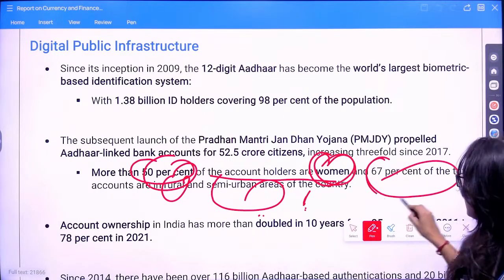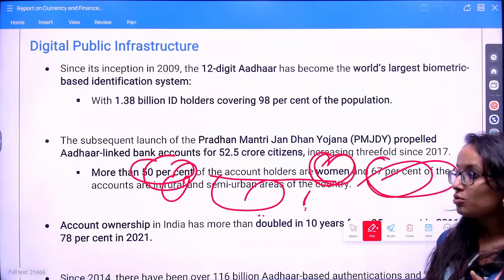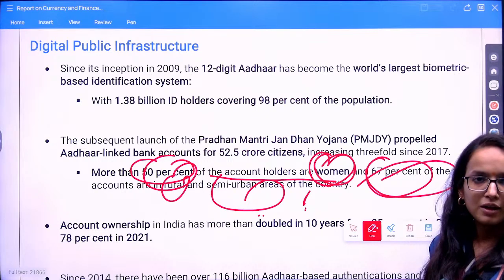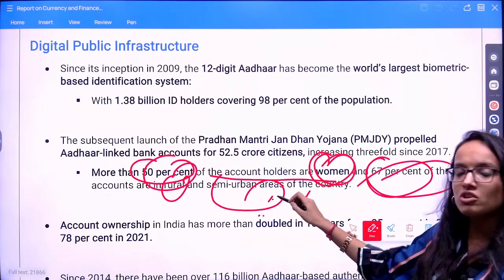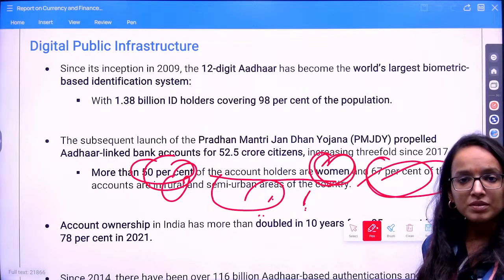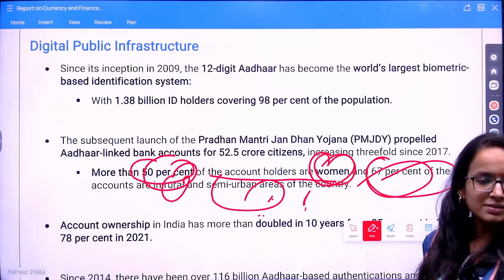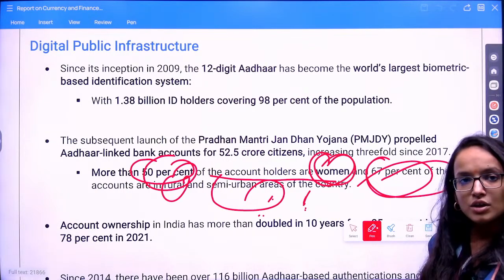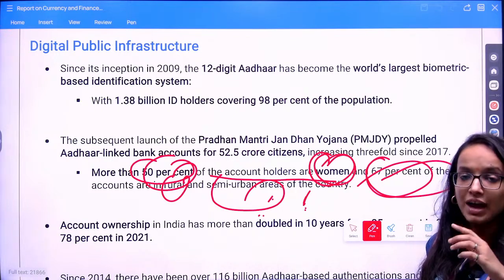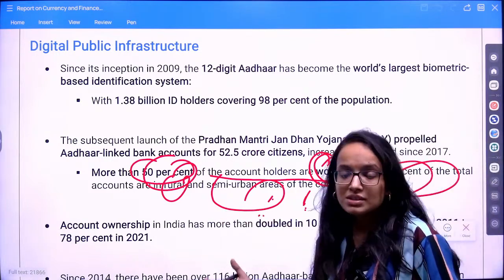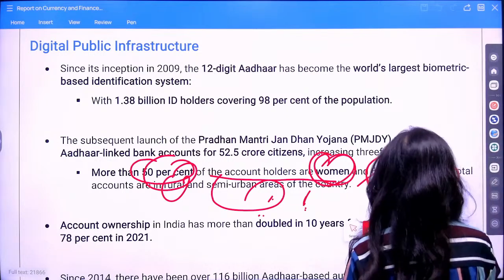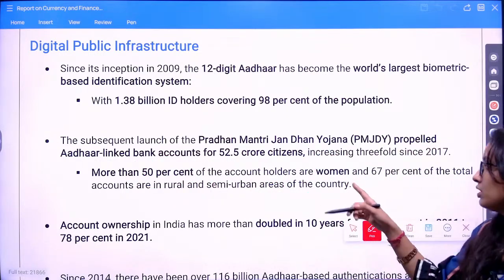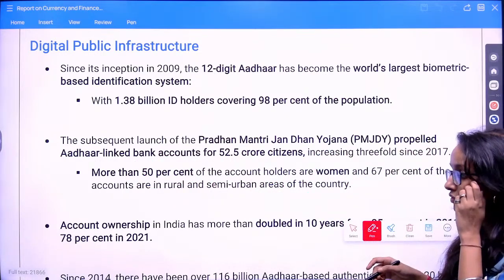So more than 67% of such accounts are in rural and semi-urban areas. This is a success. If I ask you to define this achievement in one word, it would be financial inclusion, right? So it is the success of financial inclusion in India. We are able to cover the unbanked areas in rural and semi-urban areas, right? So remember this figure: more than 50% account holders are women, and more than 67% of the accounts are in rural and semi-urban areas.